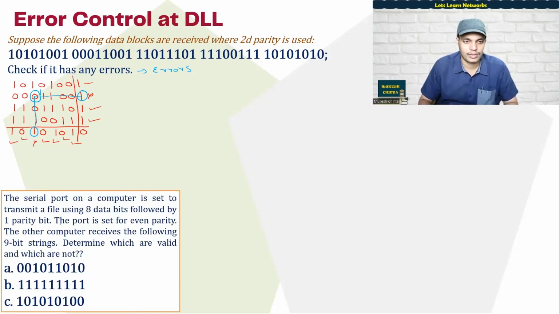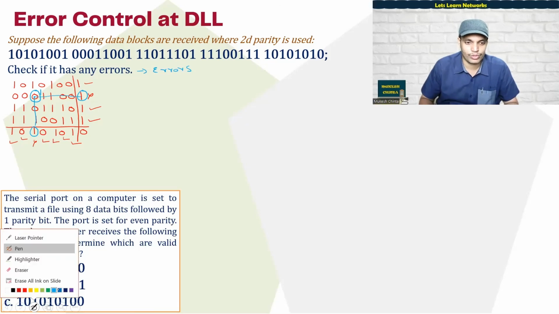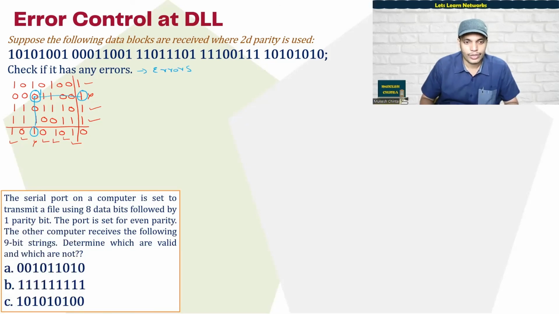Whereas the next example is: the serial port on a computer is set to transmit a file using 8 data bits followed by 1 parity bit. The port is set for even parity. The other computer receives the following 9-bit strings. Determine which are valid and which are not. So once again, though the question is huge, you have to understand that you are simply implementing the even parity method.